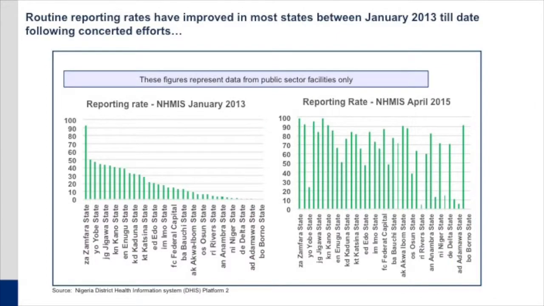But some states, particularly states where you have a lot of the private sector present or where there are certain geographical challenges, continue to report at low rates. And that's something in your system you should continue to work on.